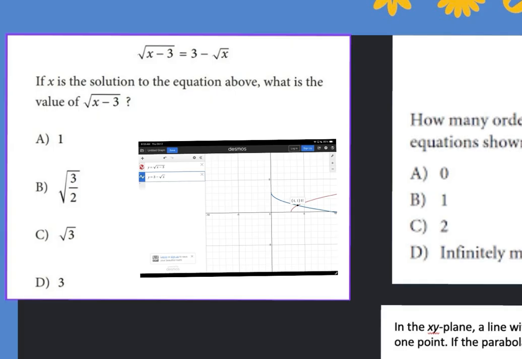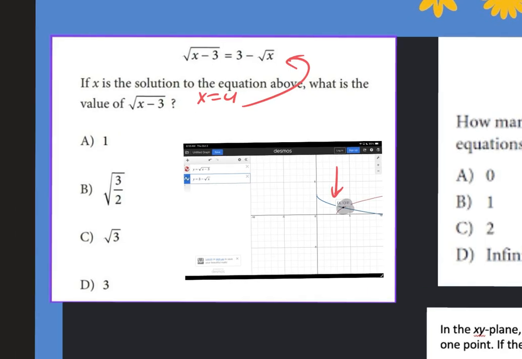Okay, so again, what I did is I literally split my equation, and I made the top y equals the left side of it, and I made the bottom y equals the right side of it. And where they cross, which is 4, 1, would be the solution to this question, okay? The x is 4, so my x equals 4 when I solve this equation. And then the question is not asking what's x, it's asking what's the value of the square root of x minus 3. So it would be 4 minus 3, square root of 1, which is 1. And that's your first answer.